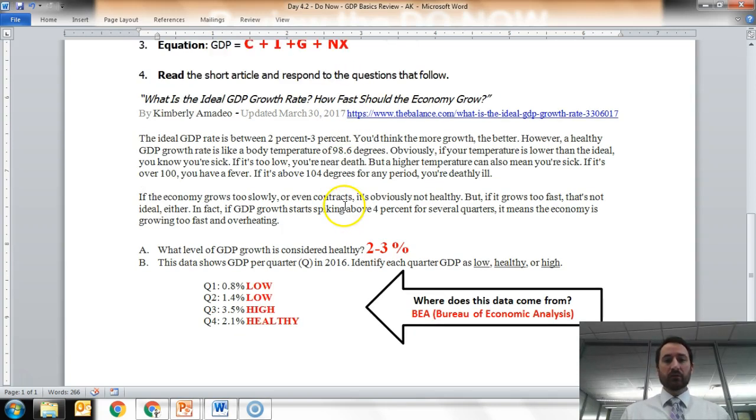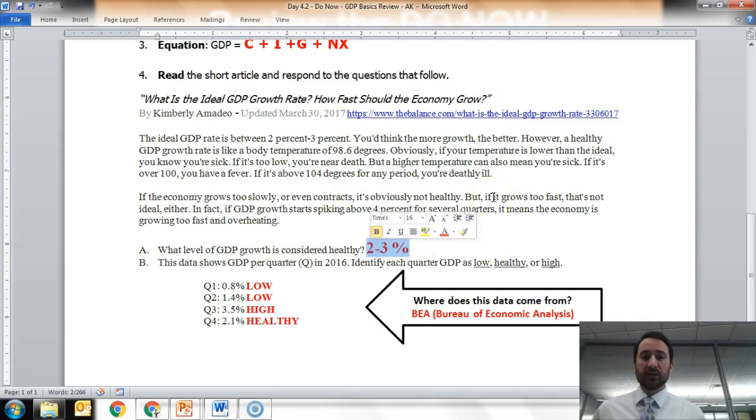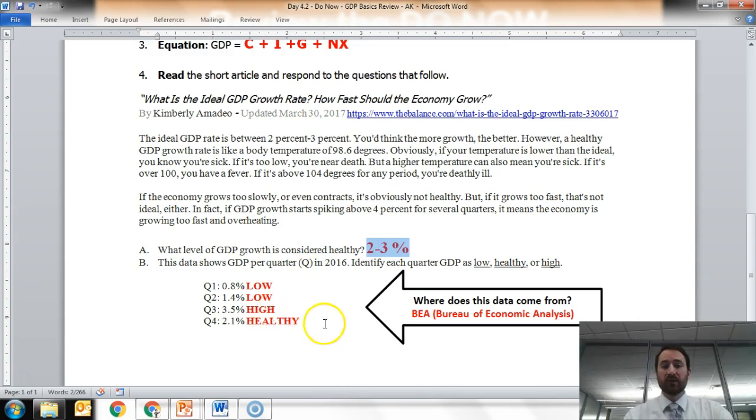And then from this short article, we can identify that the target range for healthy GDP is 2 to 3%. Based on the GDP numbers that come out every quarter, or every 3 months, we can find that in 2016, quarter 1 was low, quarter 2 was low, quarter 3 was high, but quarter 4 was healthy.